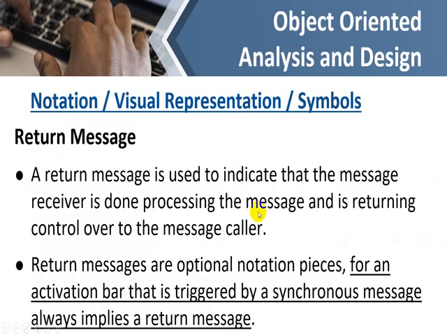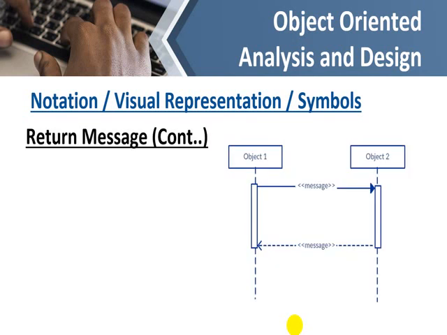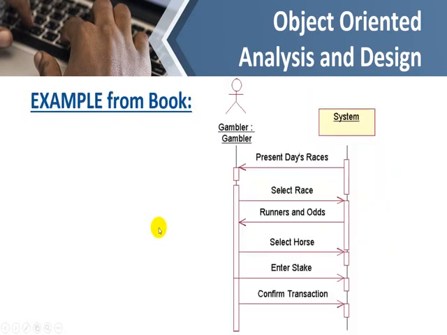Return messages are an optional notation piece for an activation bar that is triggered by a synchronous message, which always implies a return message. So that means for the synchronous we normally do not draw, but I'll again say we must draw the return message. So now here, this one is the message going from object 1 to 2, and it processed and done what was required by message 1, and then it is updating object 1 again. Object 2 is sending the return message.